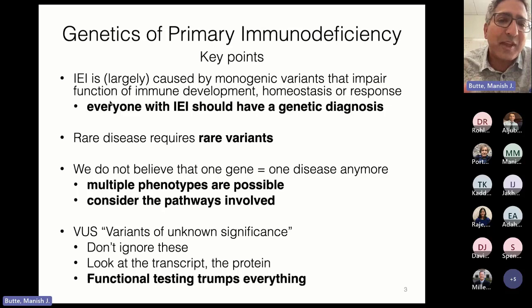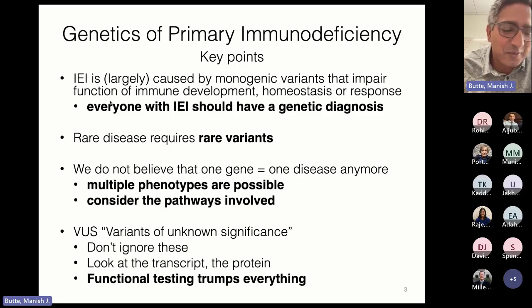The big high-level take-home points are that everyone with an inborn error of immunity should get a genetic diagnosis. That's because these diseases, for the most part, almost all of them, are monogenic diseases. They are genetic diseases, and the patients deserve a genetic diagnosis. It will help you to diagnose and treat these disorders if you do genetic testing. Immunologists now have to be extremely conversant with genetic testing. It is absolutely a mainstay of our field at this point. Every patient gets a genetic test, almost without exception.